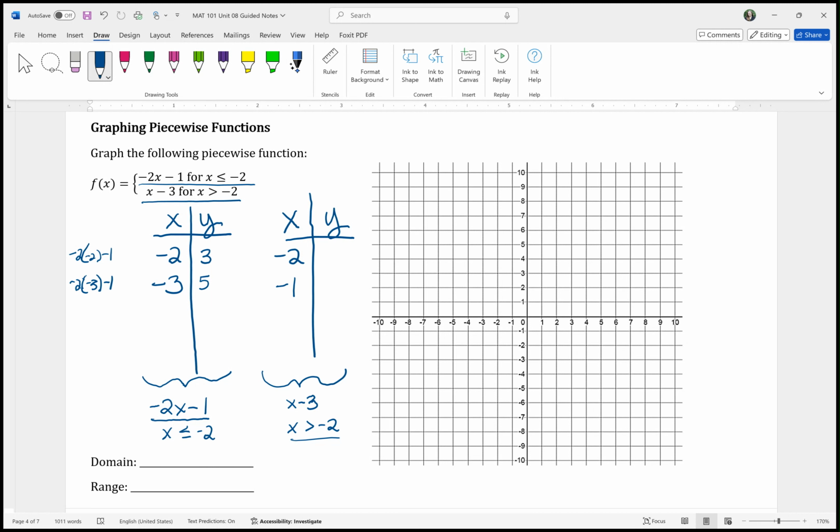All right, let's do the same thing for the other side. We are plugging it into x minus 3 in this one. So this is going to be negative 2 minus 3. That's negative 5. And then negative 1 minus 3 is negative 4.